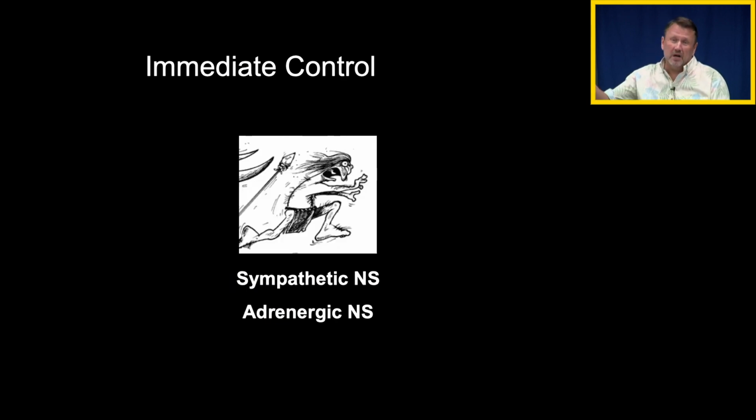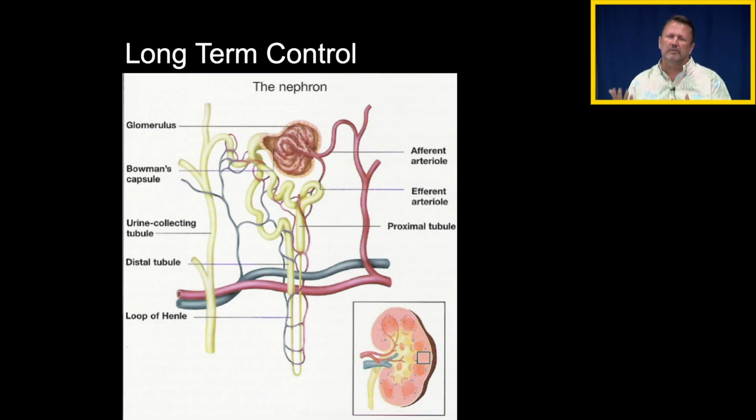So when we talked about the sympathetic nervous system, remember this gives us immediate control over our blood pressure. And so when the adrenaline kicks in, our blood pressure goes up really quickly, and then when that wears off, our blood pressure goes down again. So again, the sympathetic nervous system, the adrenergic nervous system gives us immediate control over our blood pressure, but long-term control is partially regulated by the kidneys.